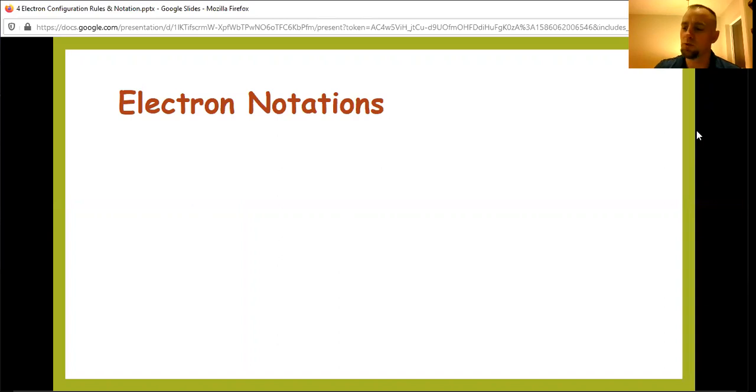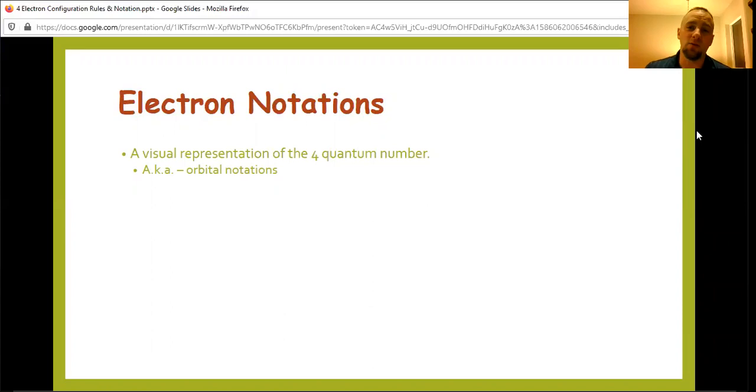Electron notation. So electron notation gives us a visual representation of the four quantum numbers. And if you remember our four quantum numbers, those are orbital notations. So where we can find those electrons using probability and how much energy those electrons have around the atom.